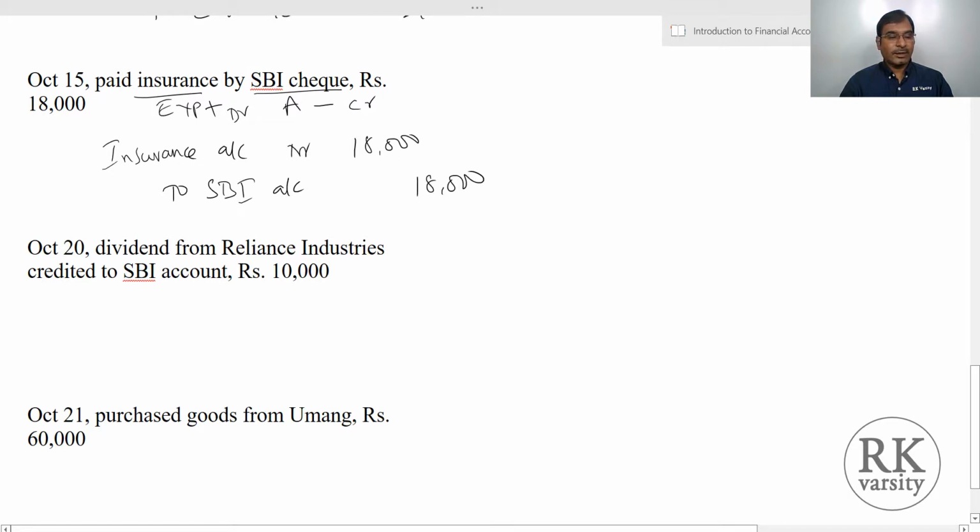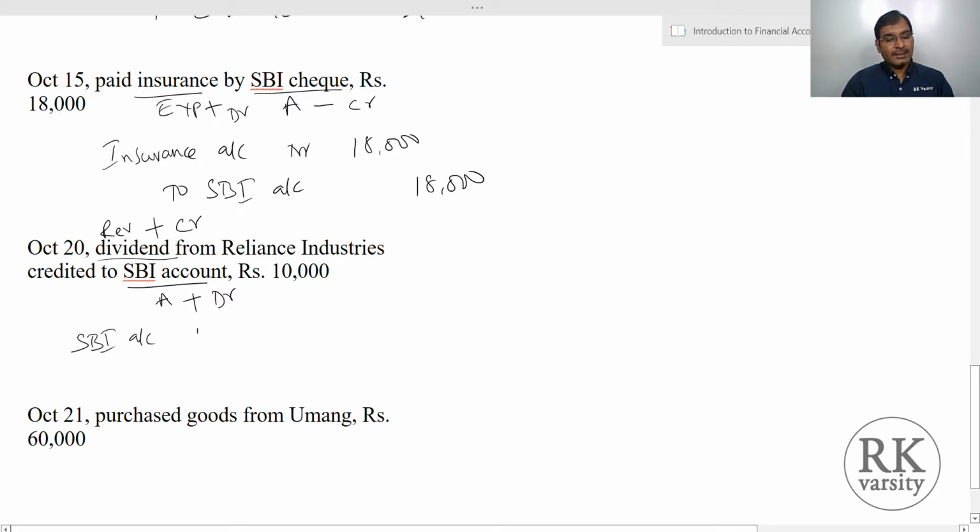Now coming to the October 20 transaction. On October 20, dividend from Reliance Industries credited to SBI account rupees 10,000. So dividend is your income, or you can say revenue. SBI account is your asset. So there is an increase in revenue and an increase in asset. Increase in asset is debit, increase in revenue is credit.